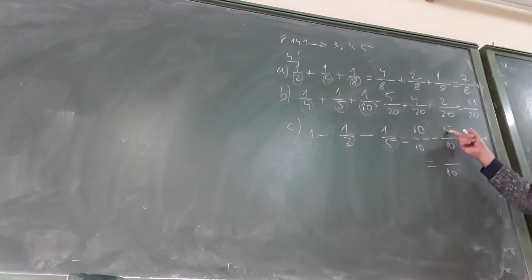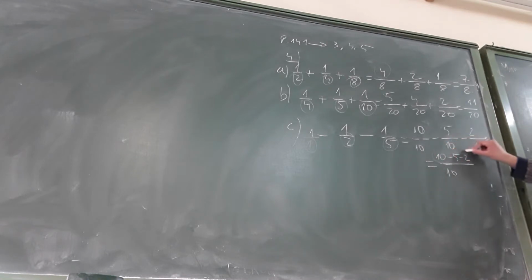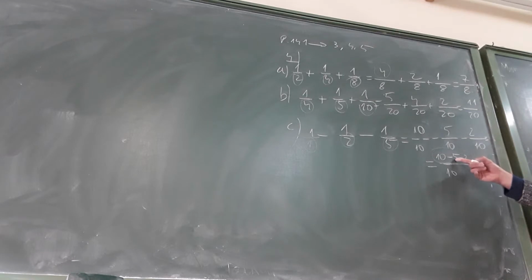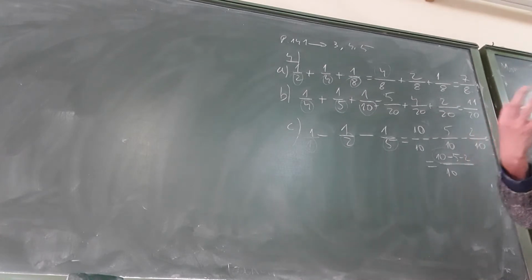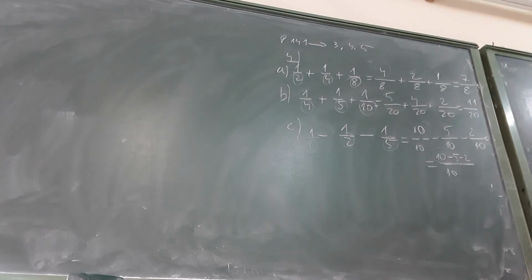10 minus 5 equals, you can write the operation here. 10 minus 5 minus 2. Is the result going to be positive or negative? No, the positive number is 10. And the negative numbers are 5 and 2. What is larger? 10 or 5 and 2? 10 is larger. The positive one is larger.